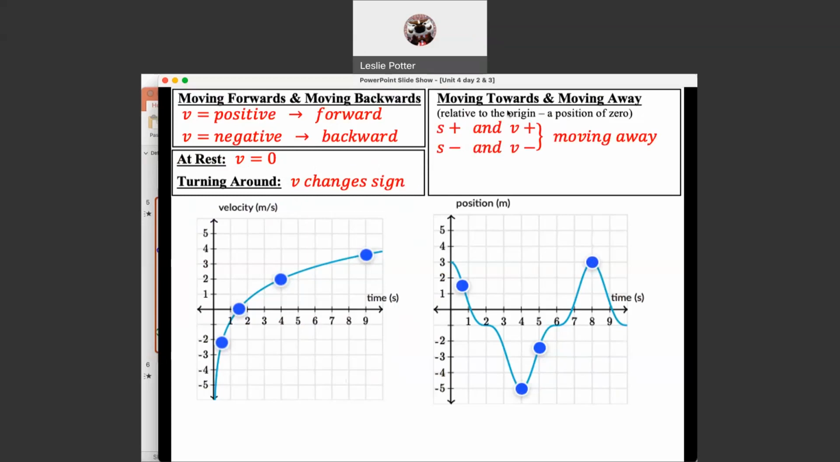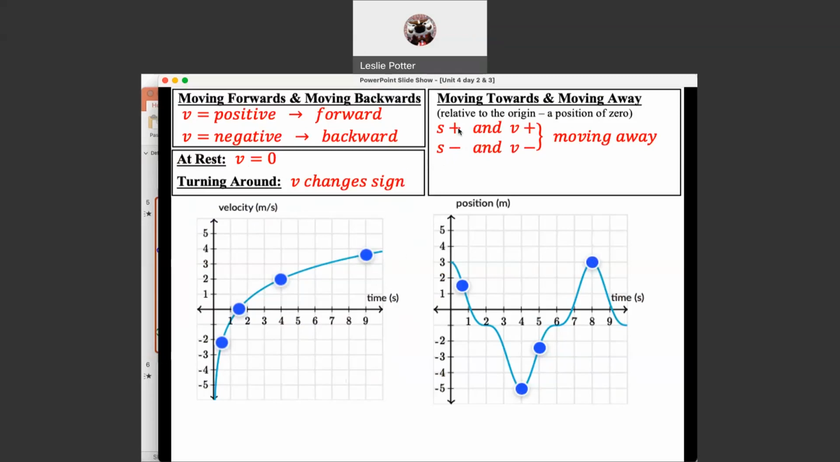So when we talk about relative to the origin, if we have a positive position, if we think about a number line, we're standing out in the positive numbers and we're moving in a positive direction, then we're moving away from zero. And if we start out in the negatives and we move in the negative direction, in other words, moving farther away from the origin, that's also moving away.